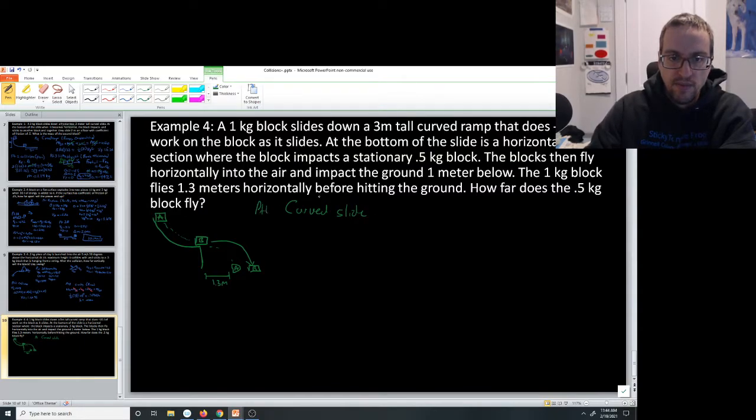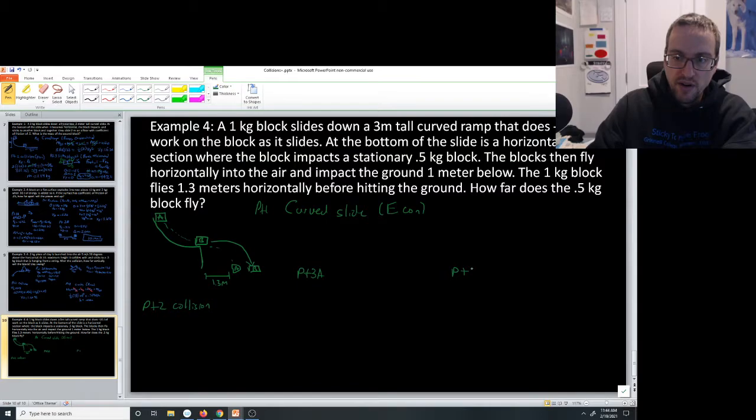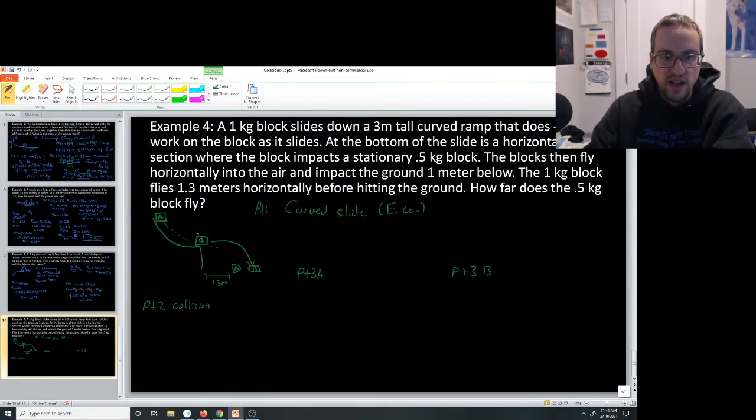So, first thing that happens, I got a curved slide. Right? This is E conservation. Okay. Then I have part 2. It's my collision. And then I've got part 3 A and part 3 B. And I'm going to do it differently, right? Because A is going to do kinematics and B is also going to do kinematics. They're both going to be projectiles. So let's do the curve.